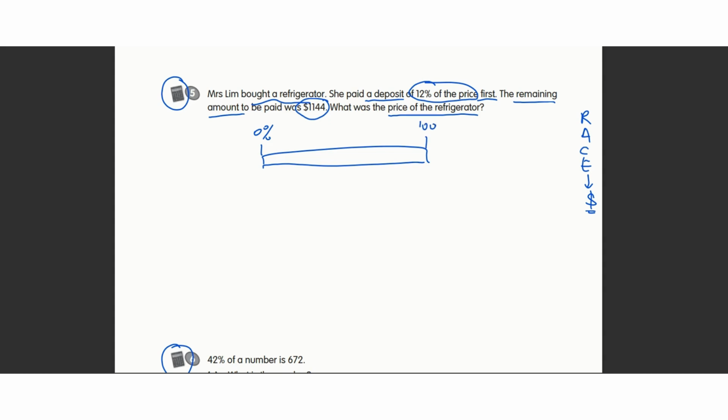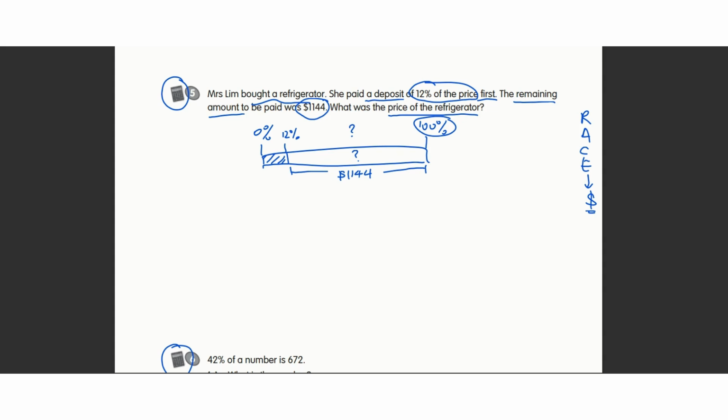That is 100%. And what happens is she paid a part of it first, 12%. And then there's this remaining amount that she has to pay. That's $1,144. So this is the given amount that she has to pay, but we do not know how much percent is that. In the end, you are asking about the whole refrigerator's price from 0 to 100%.